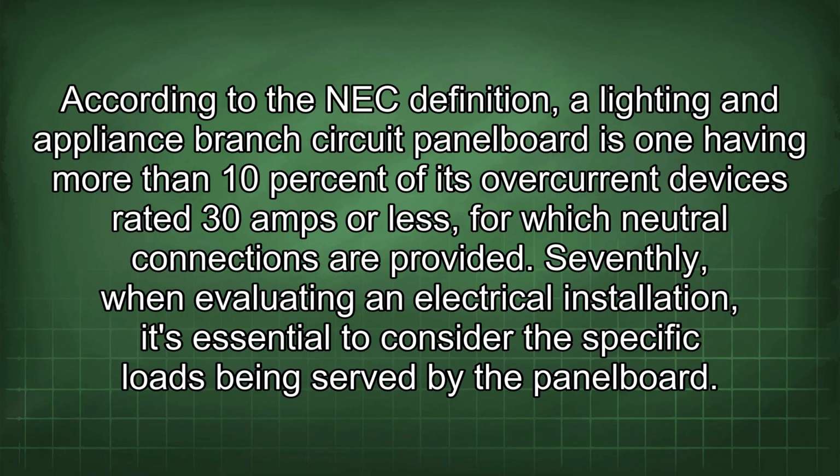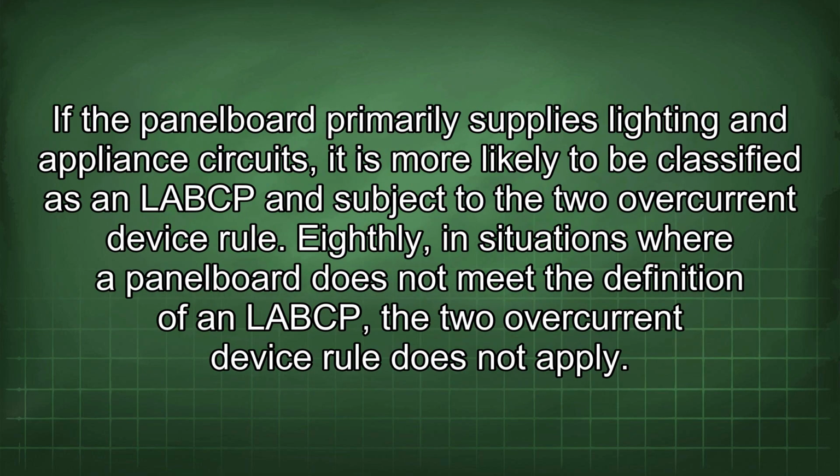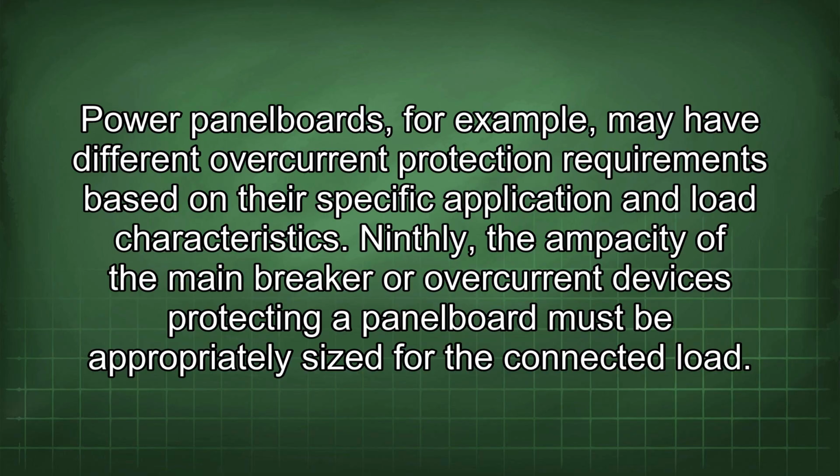Seventhly, when evaluating an electrical installation, it's essential to consider the specific loads being served by the panel board. If the panel board primarily supplies lighting and appliance circuits, it is more likely to be classified as an LABCP and subject to the 2 overcurrent device rule. Eighthly, in situations where a panel board does not meet the definition of an LABCP, the 2 overcurrent device rule does not apply. Power panel boards, for example, may have different overcurrent protection requirements based on their specific application and load characteristics.